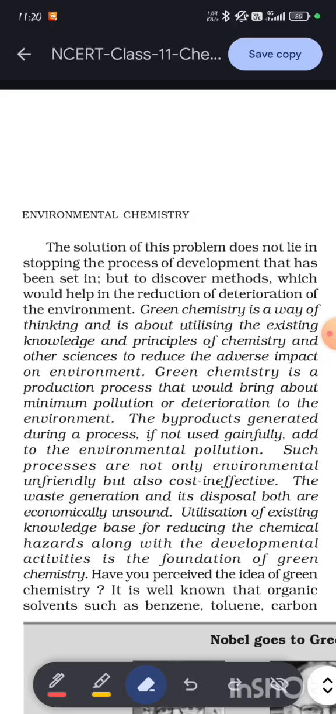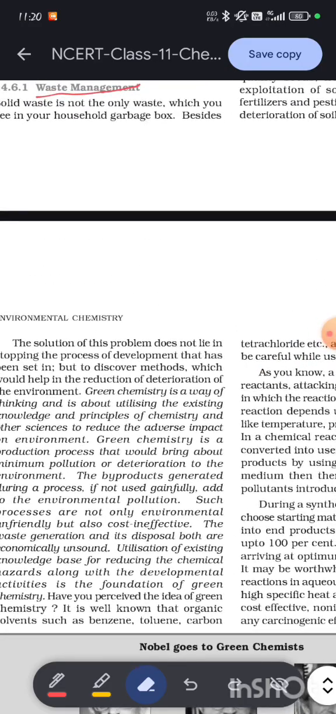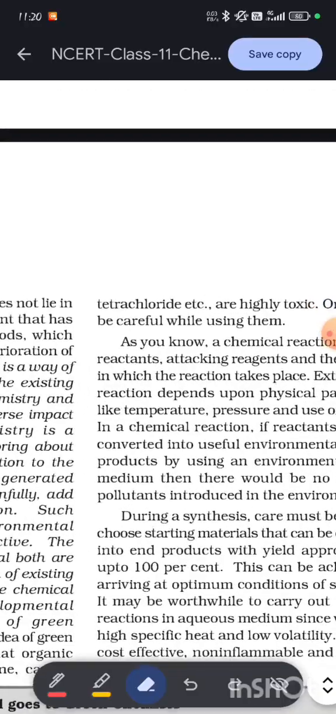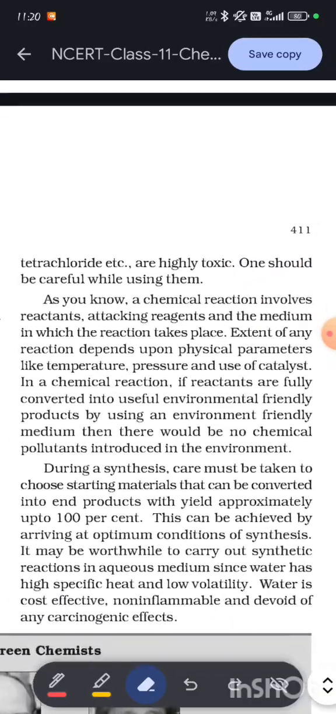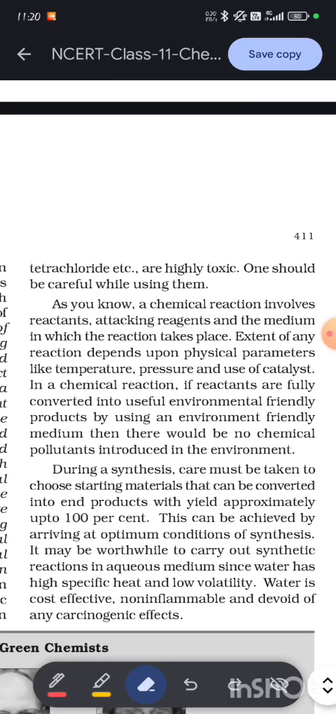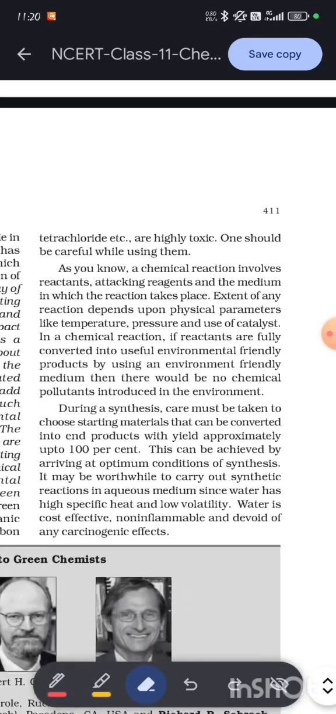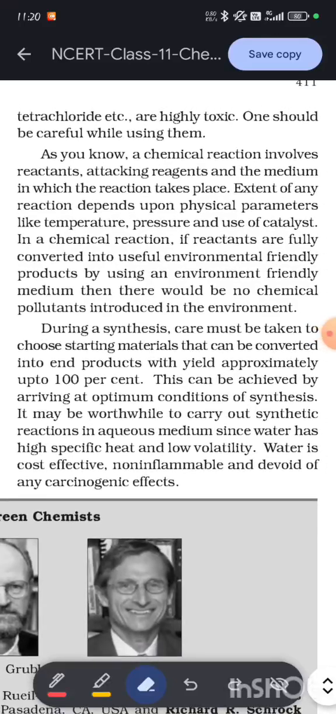It is well known that organic solvents such as benzene, toluene, carbon tetrachloride, etc. are highly toxic. One should be careful while using them. As you know, a chemical reaction involves reactants, attacking reagents, and the medium in which the reaction takes place. The extent of many reactions depends upon physical parameters like temperature, pressure, and use of catalysts in a chemical reaction.